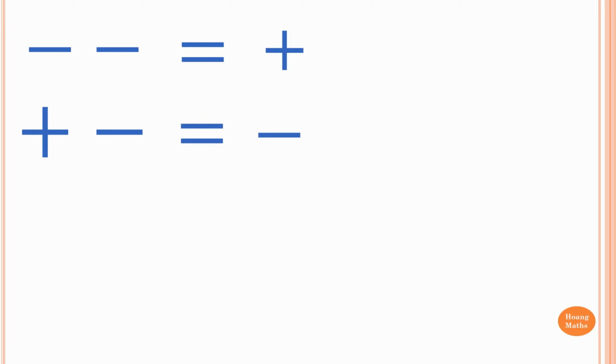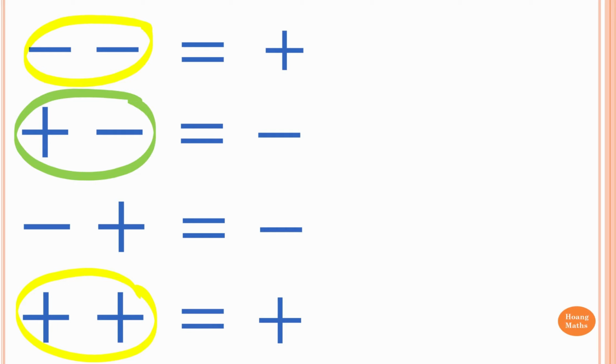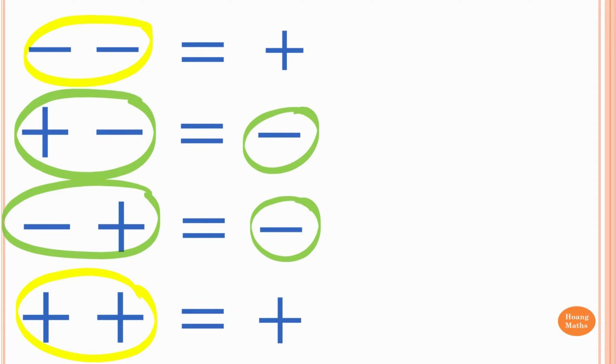Please take note of the following first. A negative and a negative result in a positive. If we have a positive and a negative next to each other, the result will be a negative. If we have a negative next to a positive, the answer is negative. If we have two positives, the answer is positive. And one negative and another negative, the answer is negative here. So please take note of this.